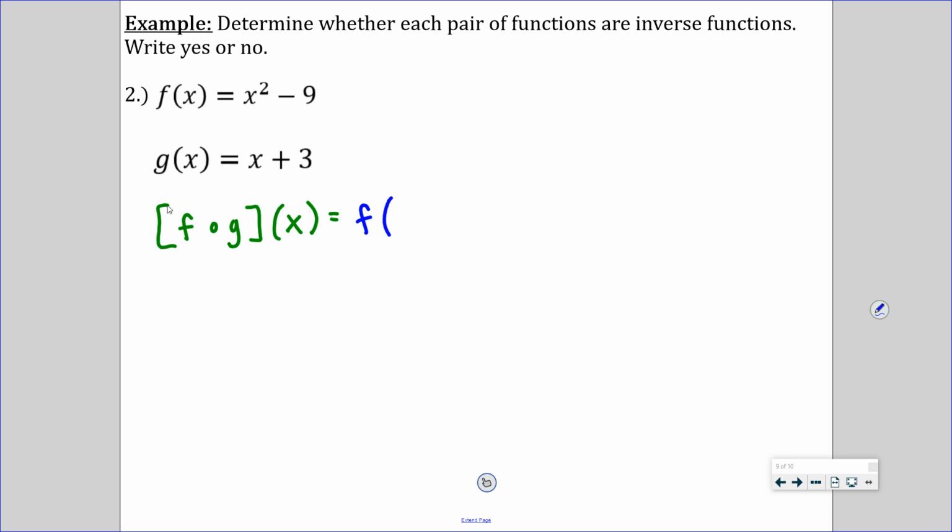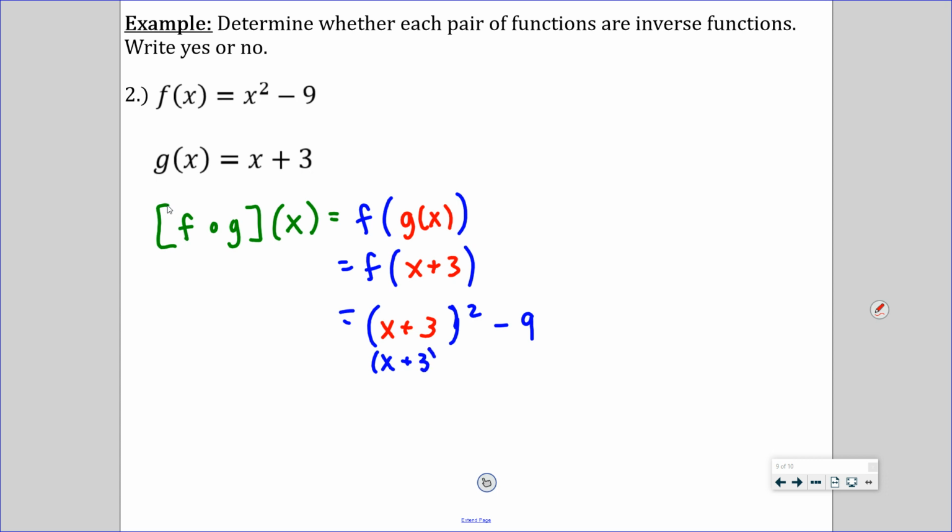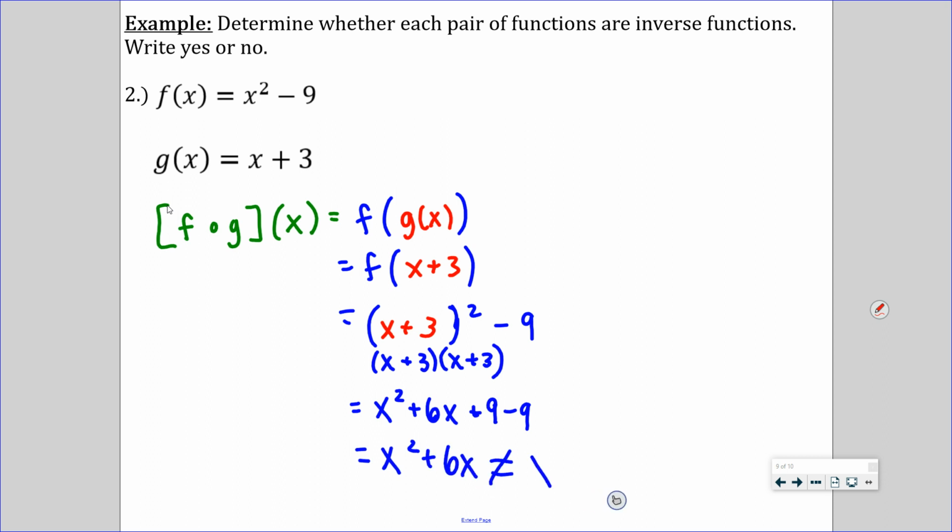So f of g is f of g of x. g of x is x plus 3. So we're going to plug that into f, which is x squared minus 9. x plus 3 squared is not x squared plus 9. x plus 3 squared is x squared plus 6x plus 9, which doesn't equal x. That's not x. So you don't even have to do g of f. It's automatically no.